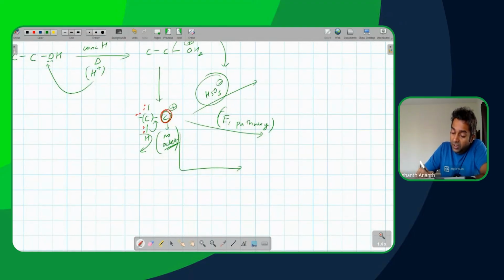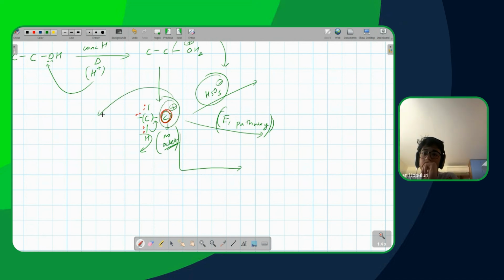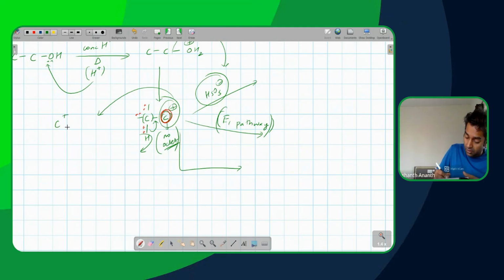HSO3 minus is one pathway, the E1 pathway is one. What are the other pathways available? What else can happen? What is this system? Electron deficient. Carbocation, electron deficient. So it is an electrophile, obviously.